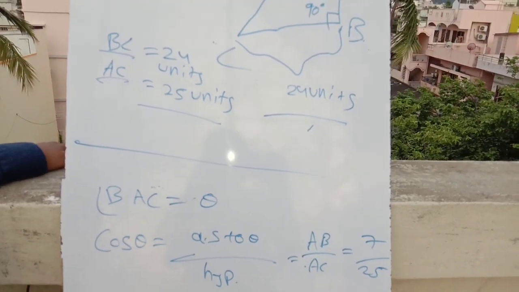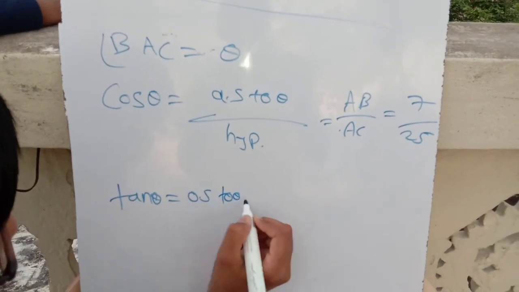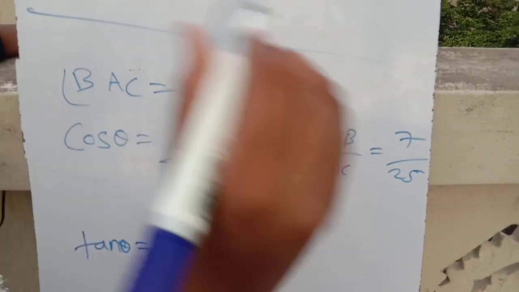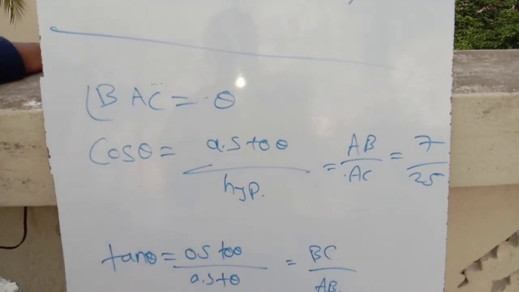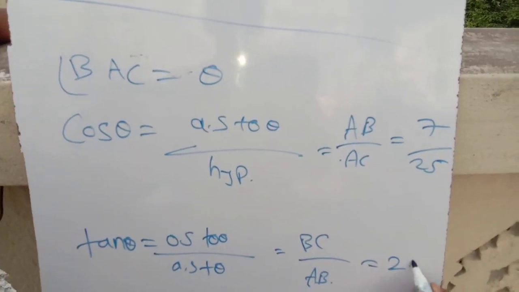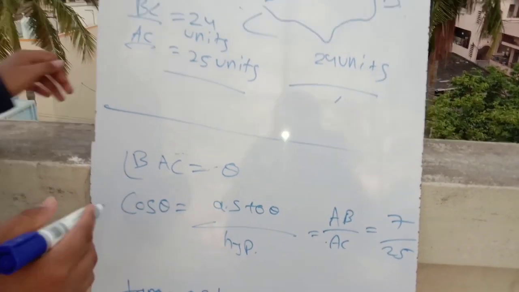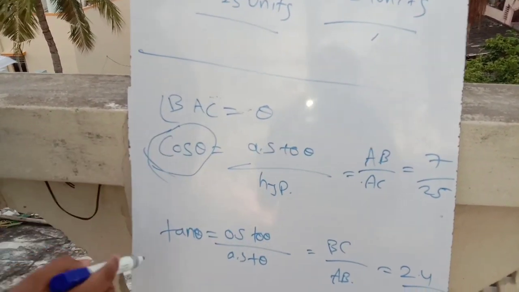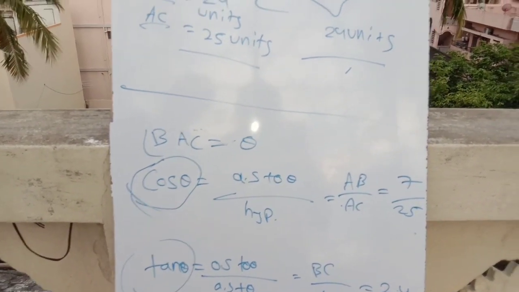And also tan theta is equal to opposite side to theta by adjacent side to theta. What is going to be the opposite side to theta? It is BC, and AB is definitely the adjacent side to theta, so BC by AB is equal to 24 by 7. So friends, finally the value of cos theta is equal to 7 by 25, and the value of tan theta is equal to 24 by 7. This is the final conclusion.